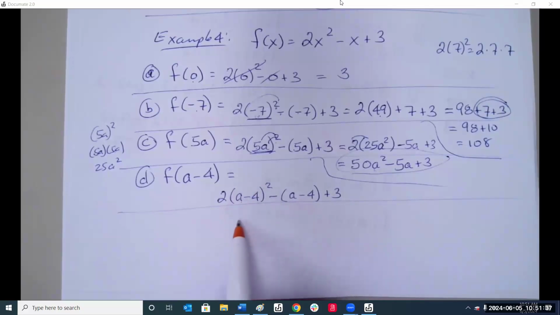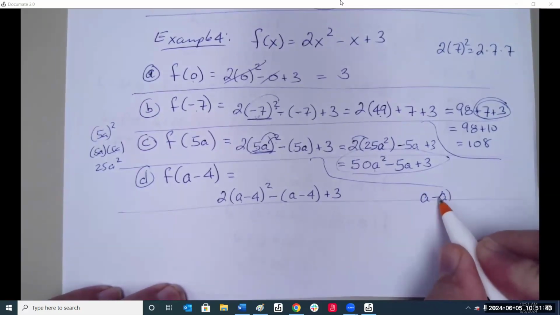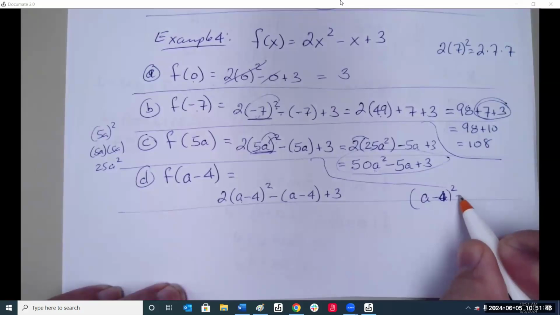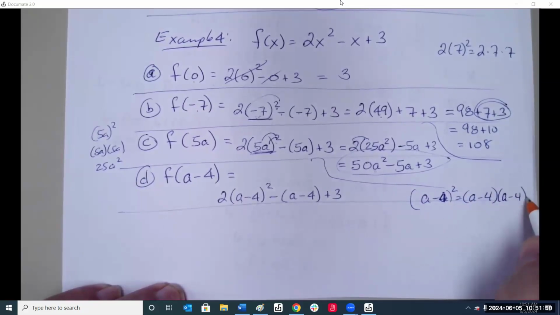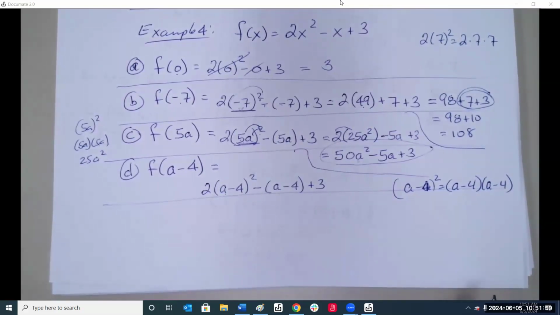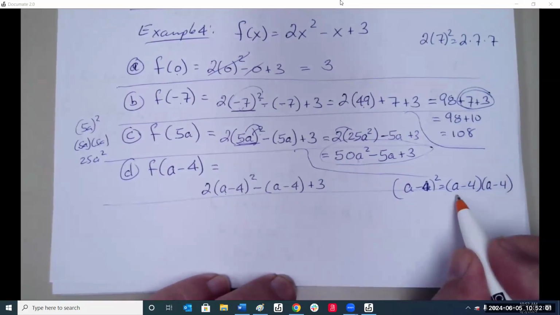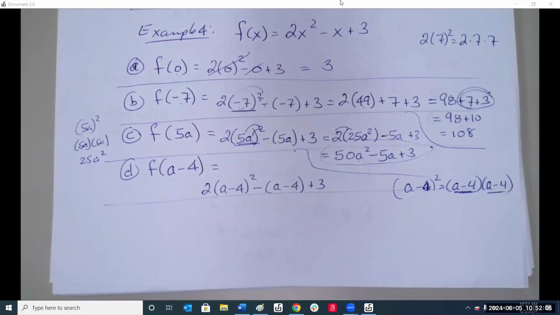You can't distribute because there's a plus or minus in there. What A minus 4 squared means is A minus 4 times A minus 4. We haven't talked about multiplying binomials yet. That comes in chapter 3. Again, but they threw it to us already. What we have to do here is multiply everything in the first parenthesis times everything in the second. FOIL, if you guys remember that from high school.